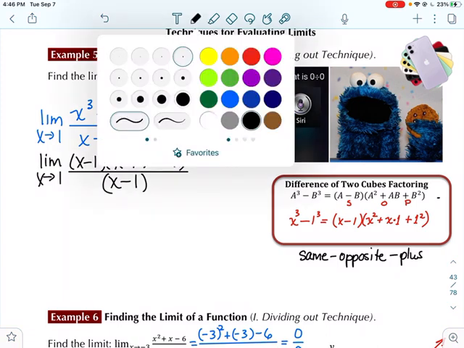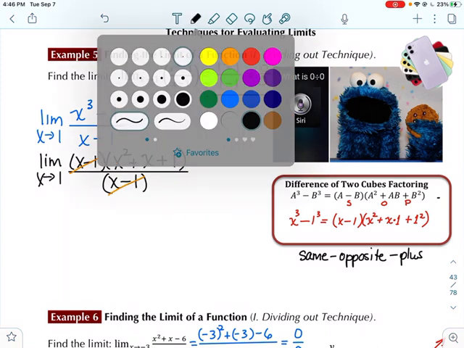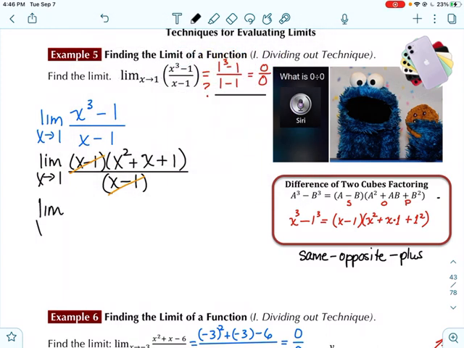And we're going to simplify this expression. We're going to cancel the x minus 1s. And so now I'm taking the limit as x approaches 1 of x squared plus x plus 1. And that's a polynomial expression, so I can do a direct substitution and plug in 1. Because it's a polynomial, the limit is going to be equal to f of 1. So we just do 1 squared plus 1 plus 1, and that's going to be 3.